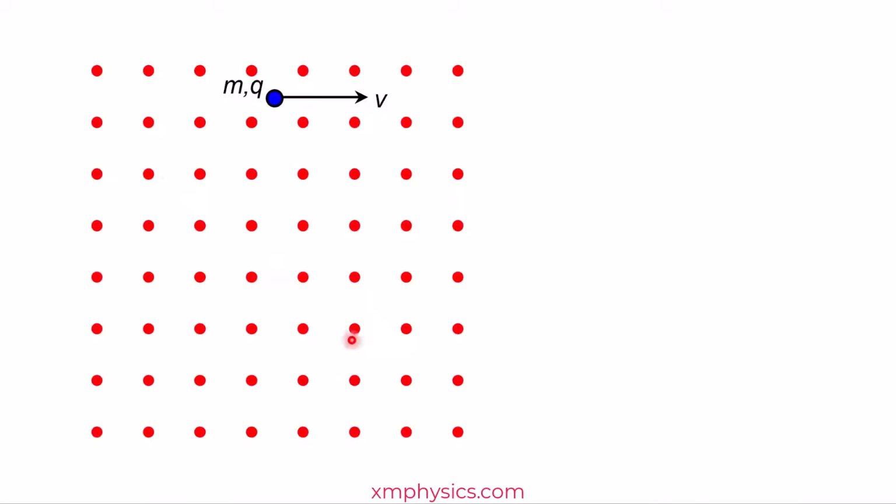Hello, we have here a uniform magnetic field directed out of the screen. There's a charged particle here, Q, moving rightward at this instant. So Q is going to experience a BQV force.